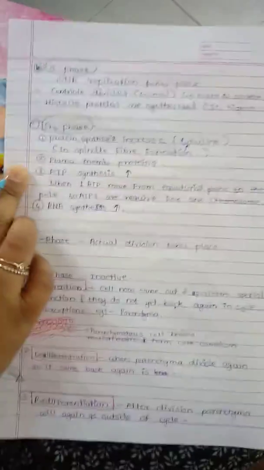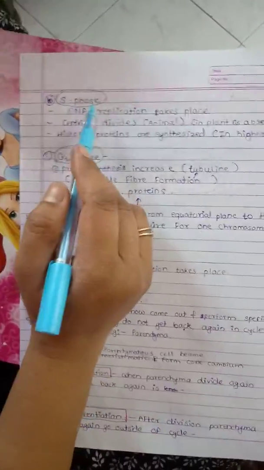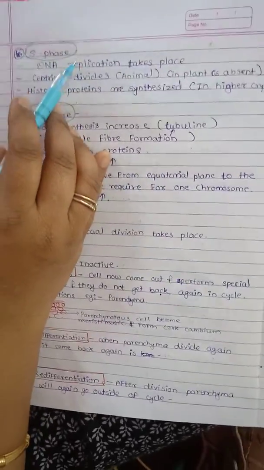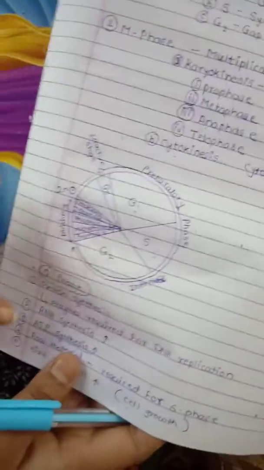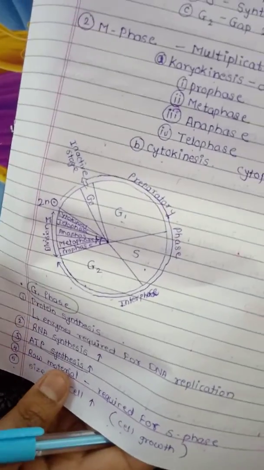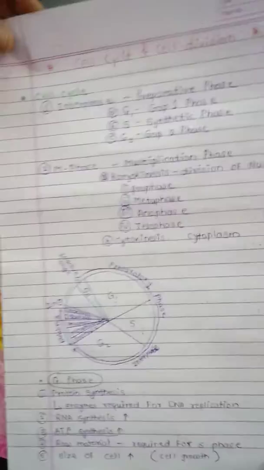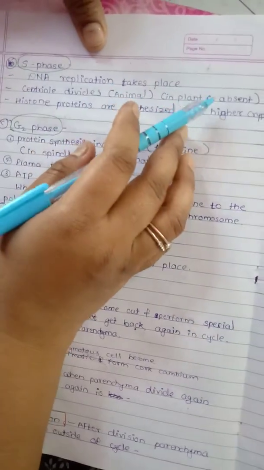After that we discuss S phase. S phase is the synthetic phase, and in it the actual DNA replication takes place. Before that, we discussed RNA synthesis and protein synthesis. In protein synthesis the enzymes that are required for DNA replication are prepared, and these enzymes go through S phase. So here DNA replication takes place.